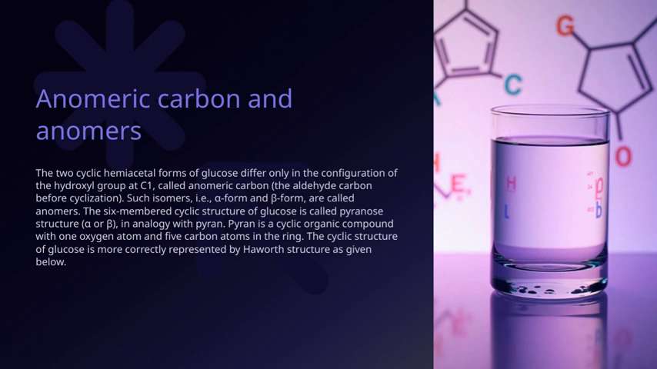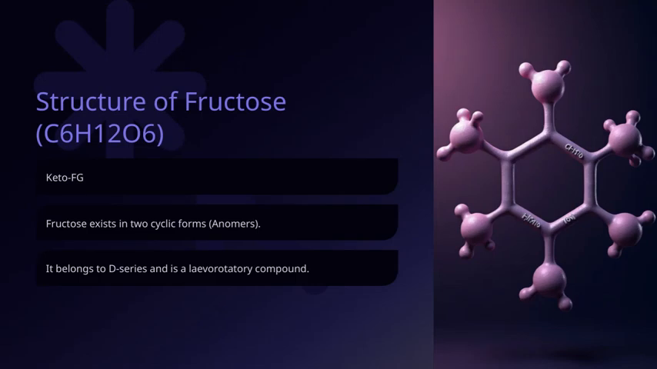Understanding the concept of the anomeric carbon and the different anomers is important because they influence the reactivity and properties of glucose, and they tie into the overall theme of carbohydrate structure and function. This compound belongs to the D series, which means it's a naturally occurring stereoisomer, and it's levorotatory, so it rotates plane polarized light to the left.